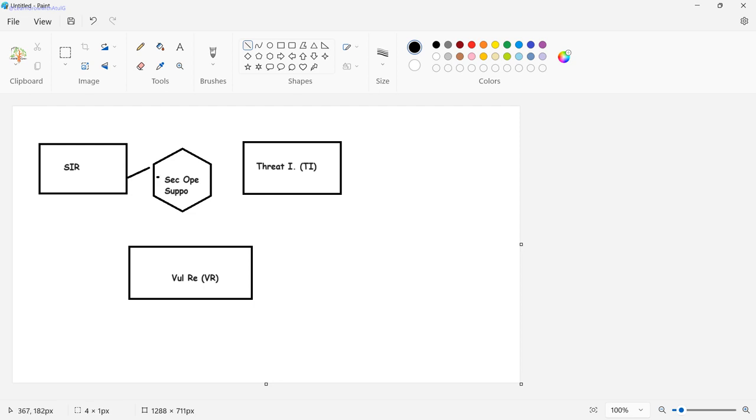Let me pick up one more. So from here to here, from here to here, we have some support. From here to here, we have some support. It means these three modules or products build the security operation together as a complete module, SecOps as a complete module.